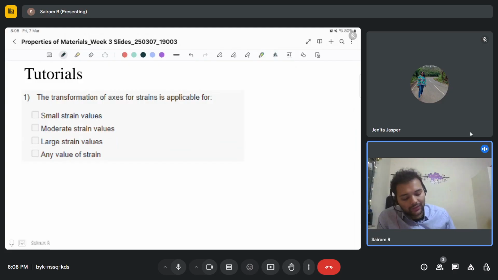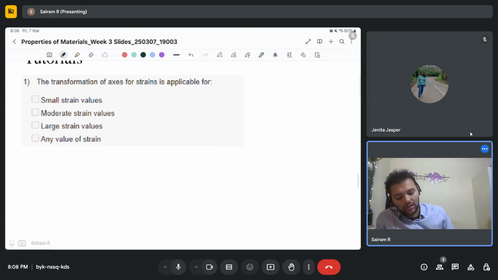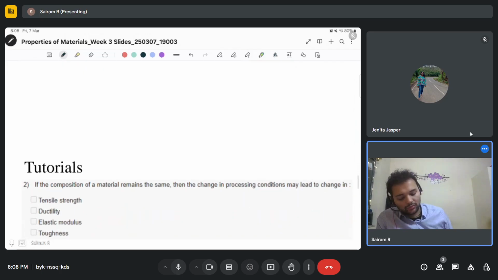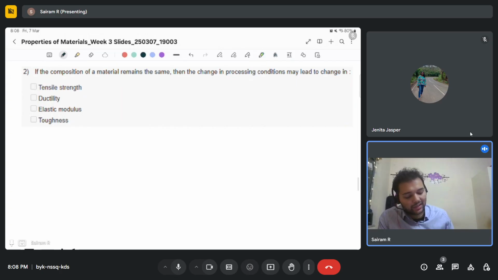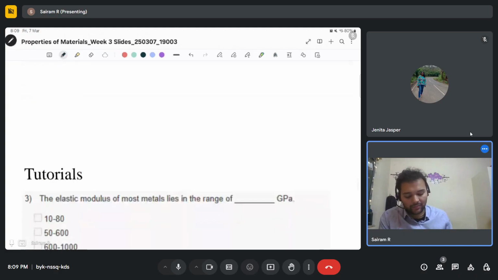The transformation of axis for strains is applicable for small strain values. If the composition of a material remains the same, then a change in processing conditions may lead to change in properties. As we discussed earlier, if there is no change to the nature of bonding or the bond energy of the system, it will not change the elastic modulus at all. Depending on the change in processing conditions, the tensile strength, the ductility and the toughness can change, but the elastic modulus will remain exactly the same.